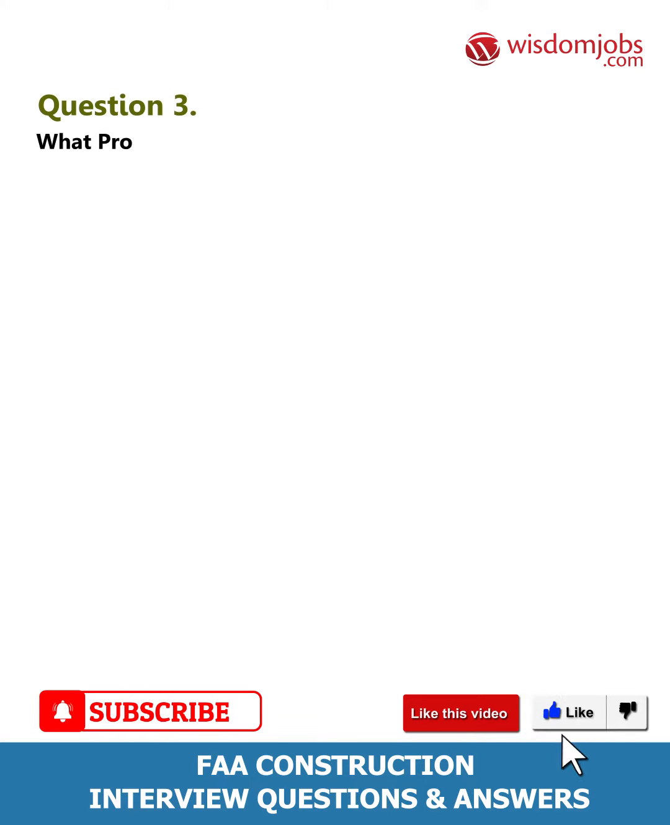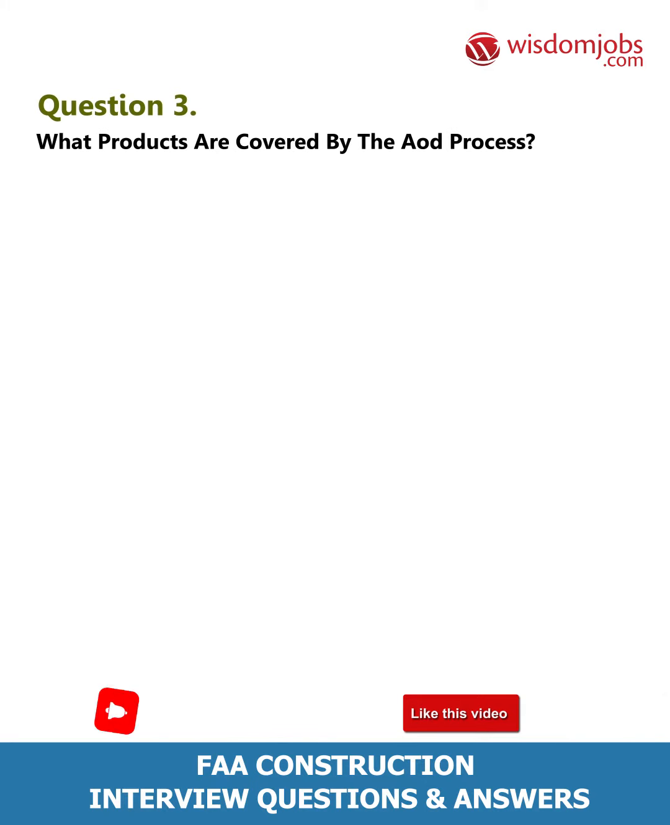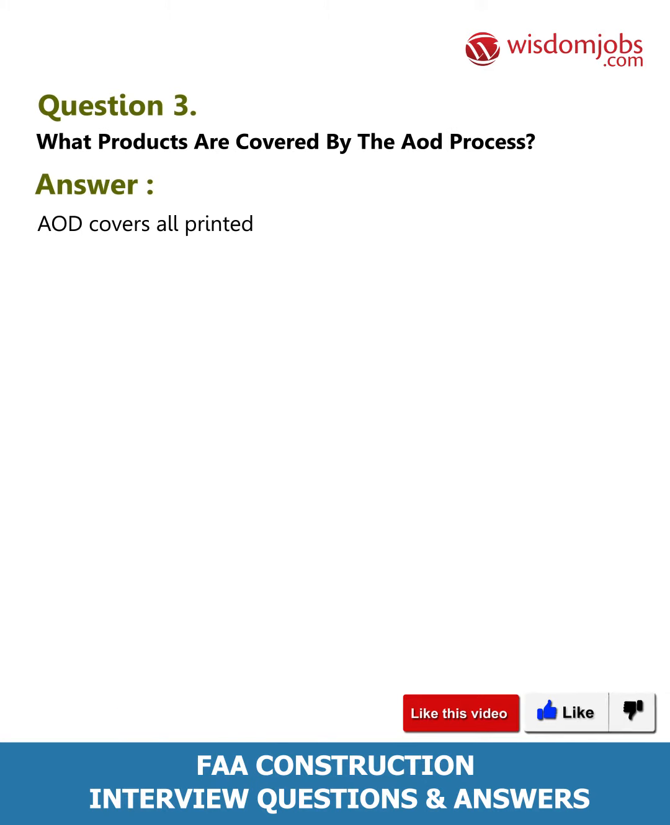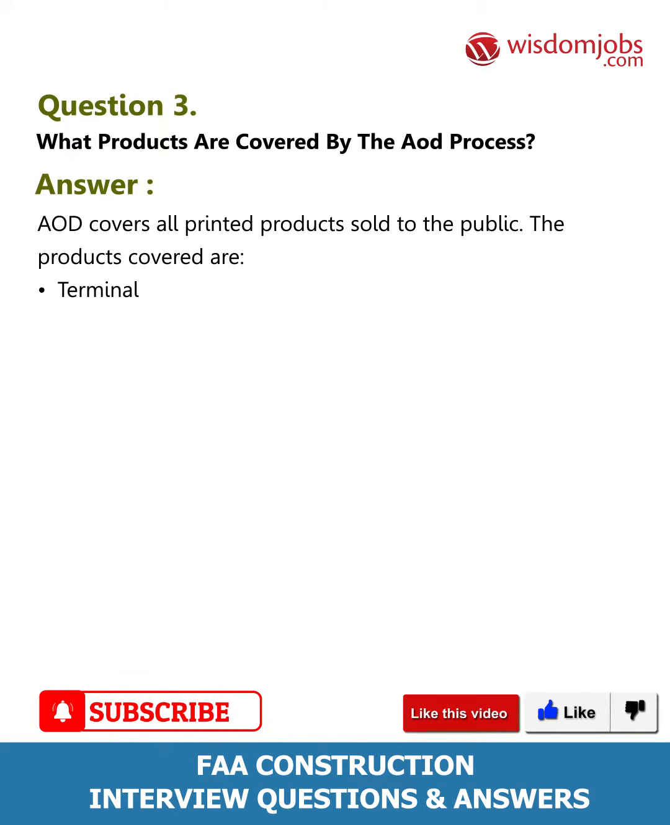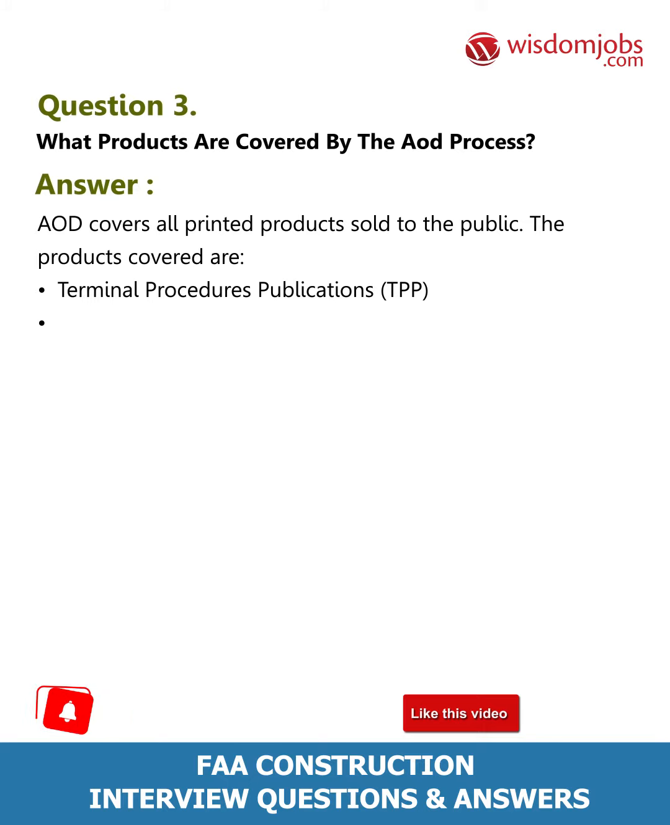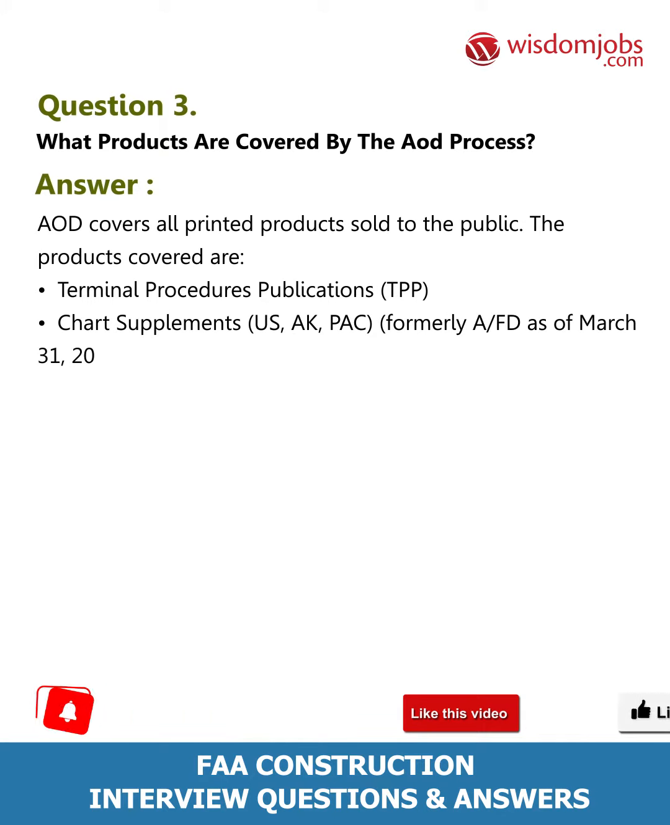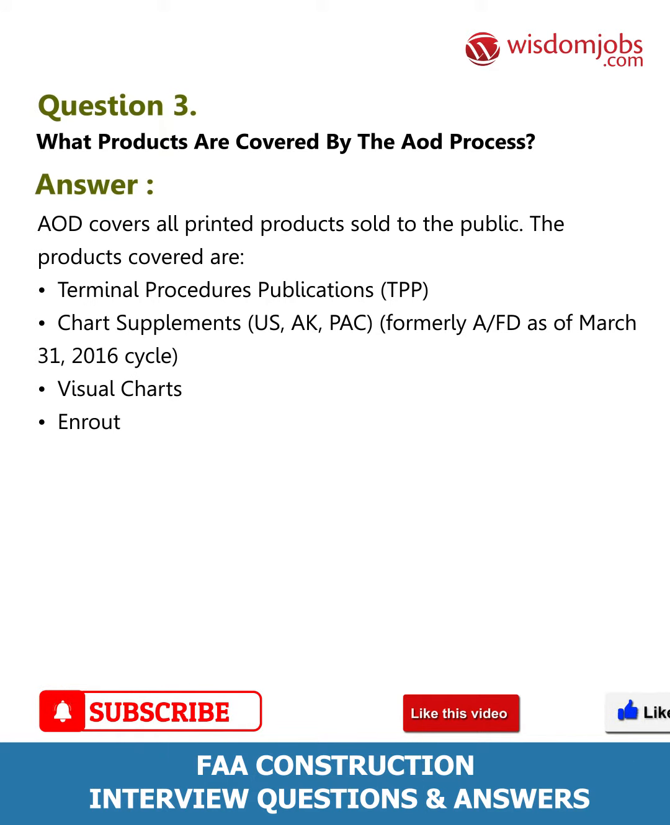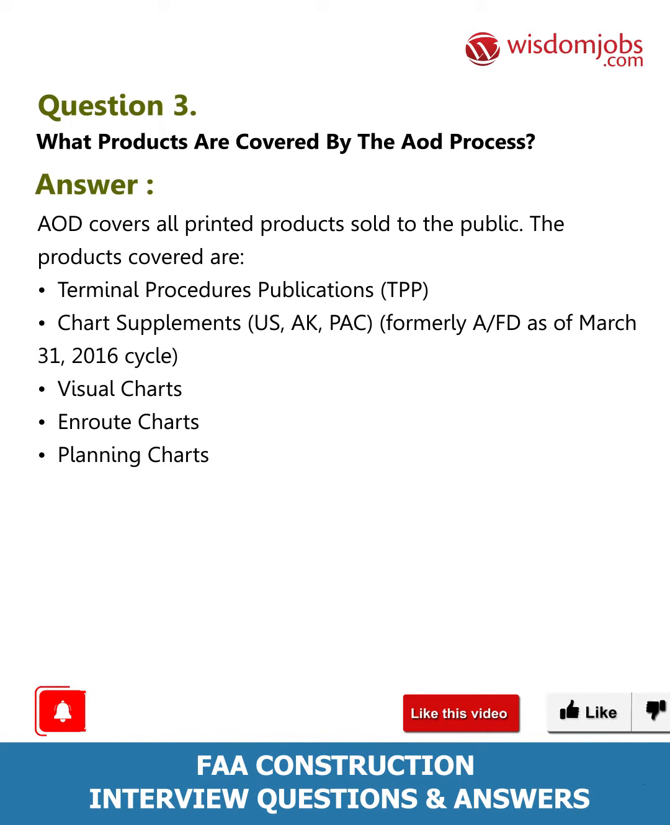Question 3. What products are covered by the audit process? Answer. Audit covers all printed products sold to the public. The products covered are Terminal Procedures Publications (TPP), Chart Supplements, US APAC, formerly A/FD as of March 31, 2016 cycle, Visual Charts, En route charts, Planning charts.